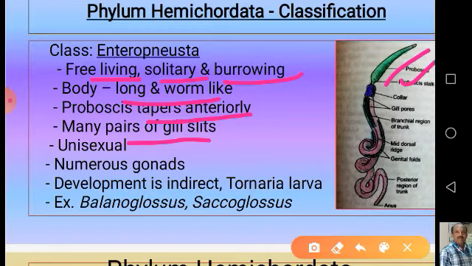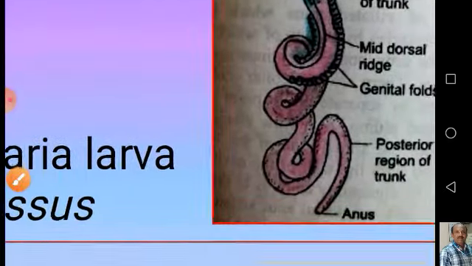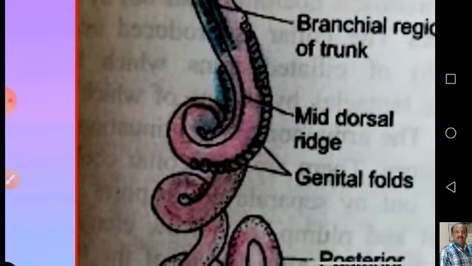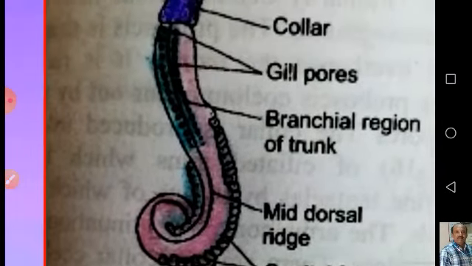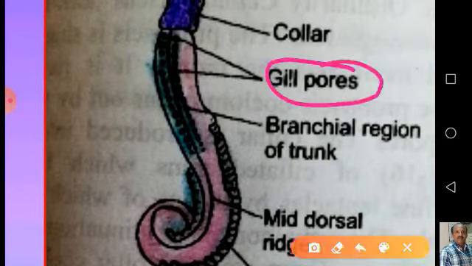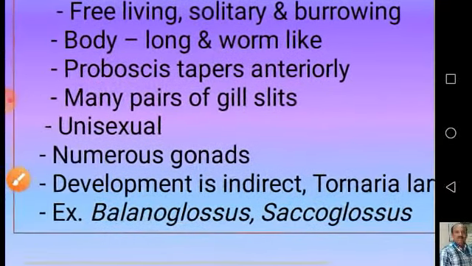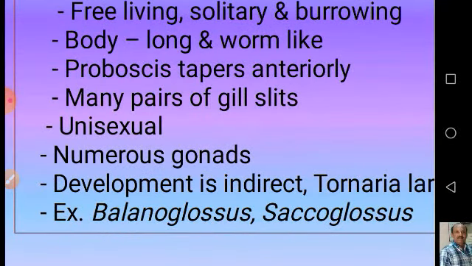Just now we have seen that in some of the hemichordates the gill slits are less in number, and in some others there are many pairs. So many pairs of gill slits you can see here in this figure also. We can see on the body the gill pores, the external gill pores. So many gills are present here, that's why many pairs of gills are present in these animals. They open outside by gill slits.